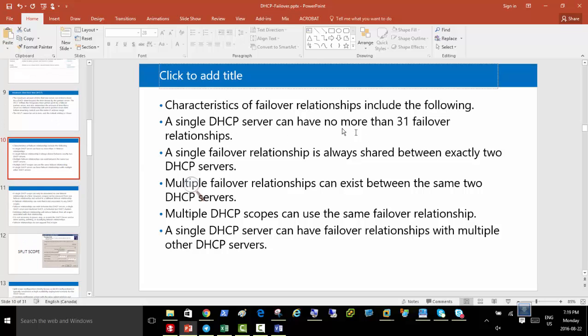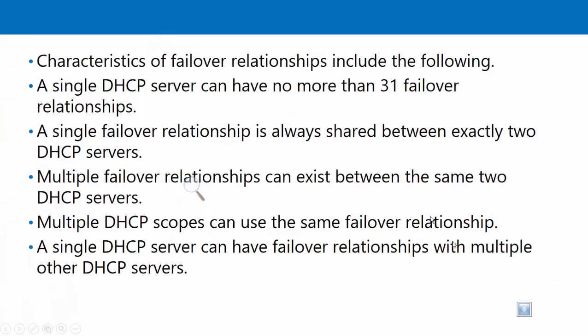So characteristics of failover relationships include the following: a single DHCP server. So how many DHCP partners can we have in a failover? A single DHCP server can have no more than 31 failover relationships. So at that time, there could be 31 DHCP partners, 31, not just 2. A single failover relationship is always shared between exactly 2 DHCP servers, right?